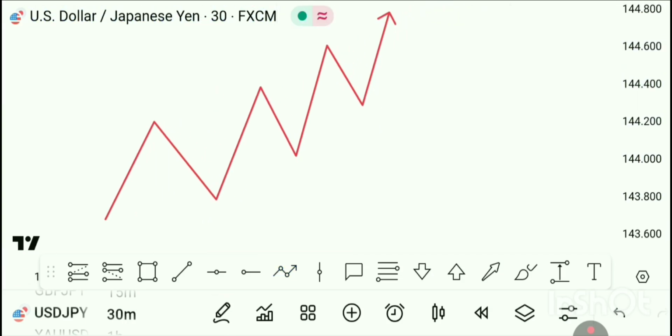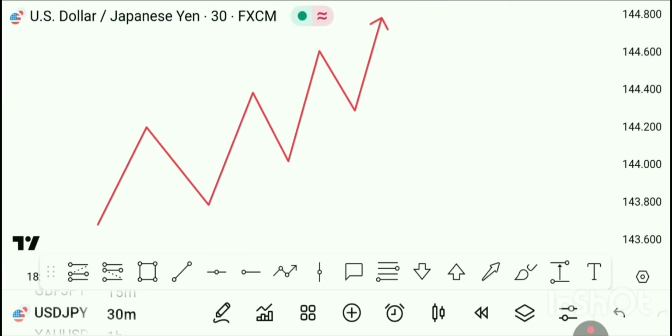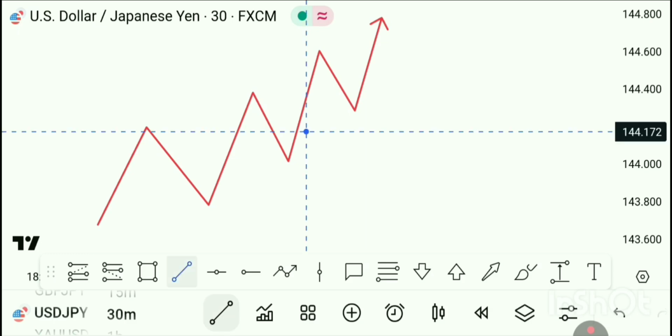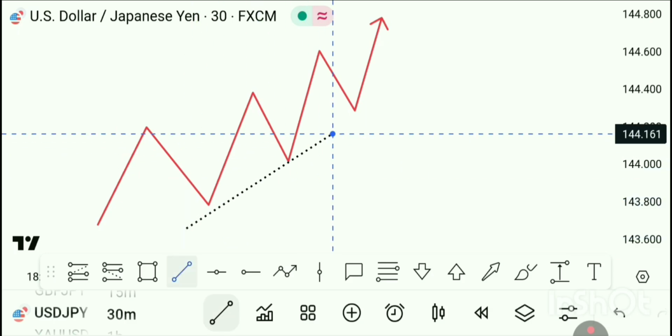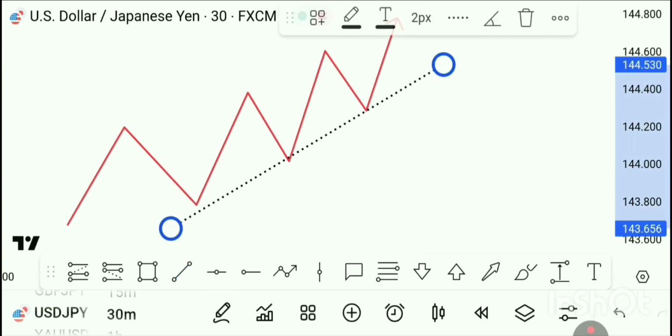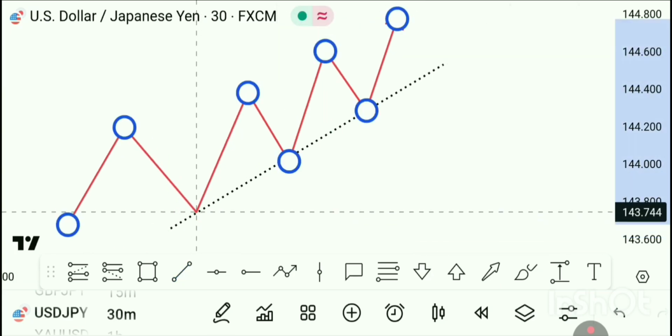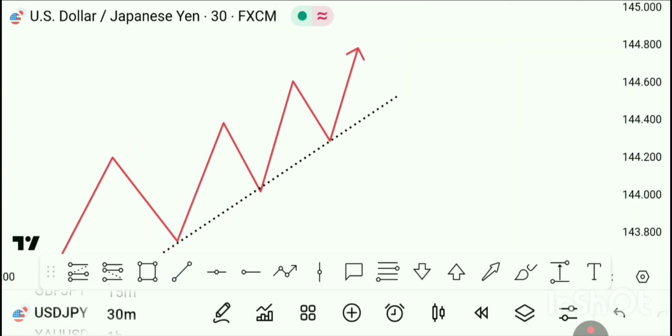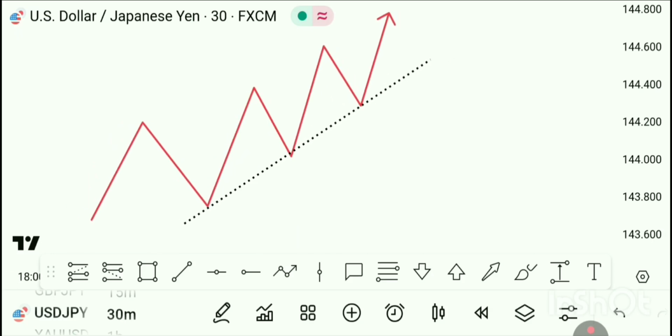So you actually cannot see your normal support and resistance here. So what do you use? You use your trend line. You use your trend line to get a view of the support level of a trending market.